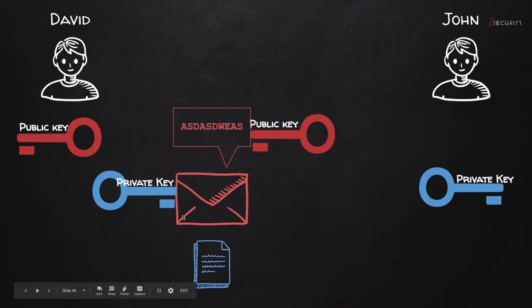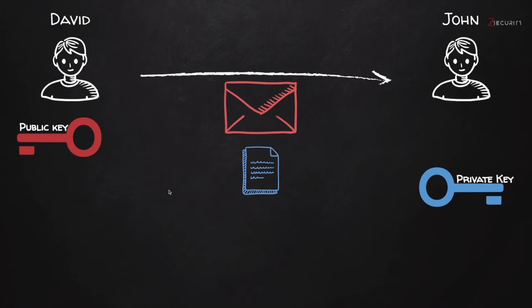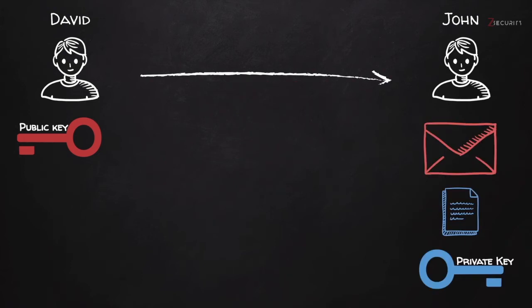Now keep in mind, David is still keeping his own private key. He did not send it through any method of communication. So now we have a message with an encrypted content and with a signature that corresponds to David's private key. Then the message is sent using any method of communication. Like we said, you can even use an insecure method of communication. John is going to receive the message along with its signature.